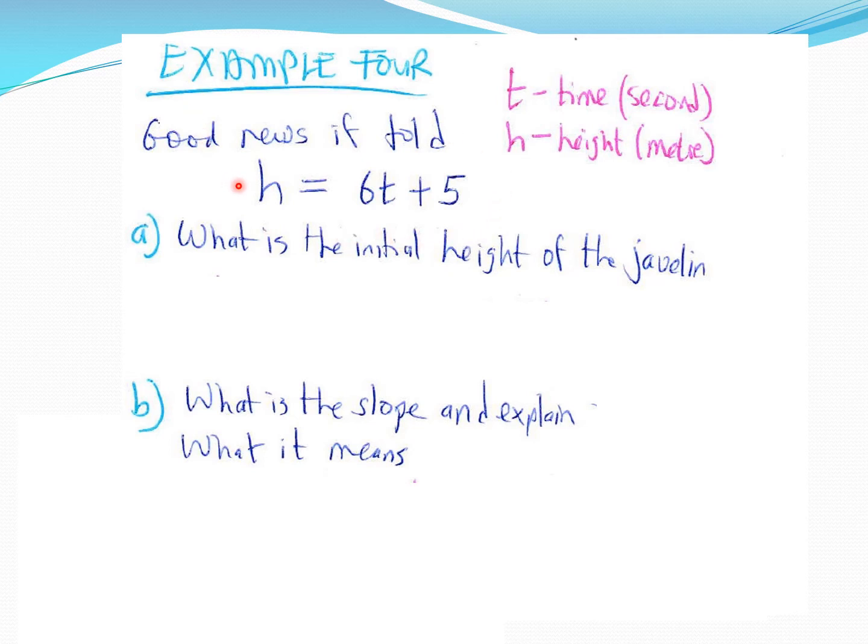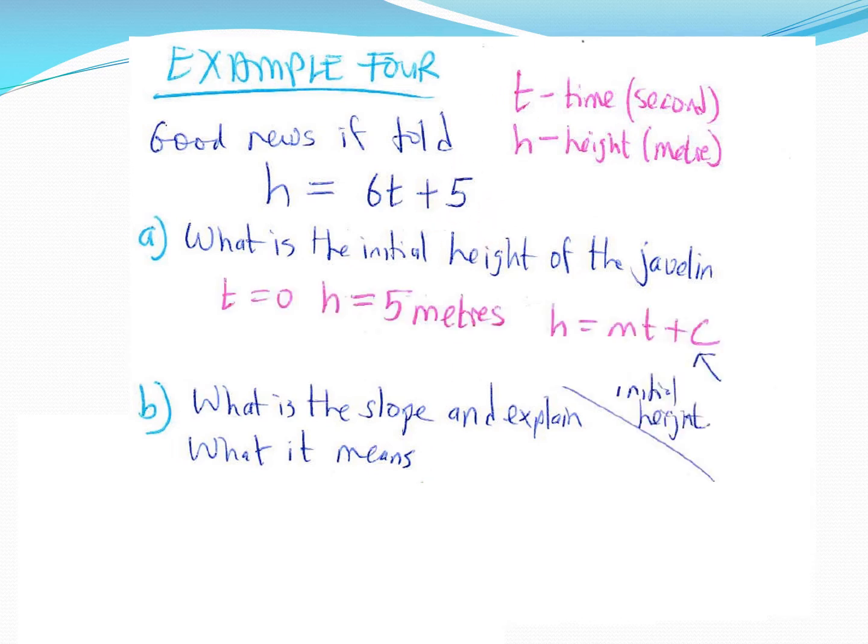So supposing for another javelin we had h equals 6t plus 5. t is the time in seconds. h is the height in meters. What's the initial height of the javelin? So if the time is 0, 6 times 0 is 0, plus 5, so h is equal to 5. But you knew from the y equals mx plus c, that's the initial height anyway. So that's just detailing that there.